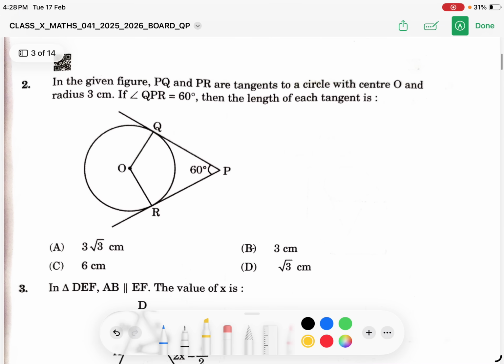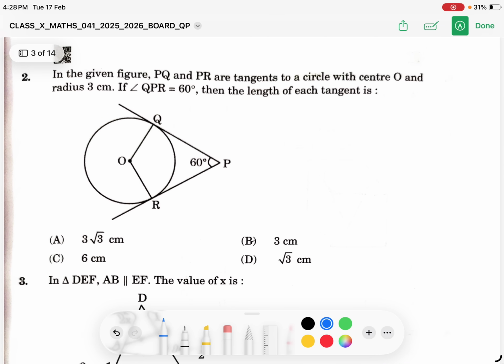Then we will move on to the second question. See the second question, in the given figure PQ and PR are tangents to a circle with the center O. Then the radius is 3 centimeter. So we have to find the length of the tangent. So either we should find PQ or we should find RP.